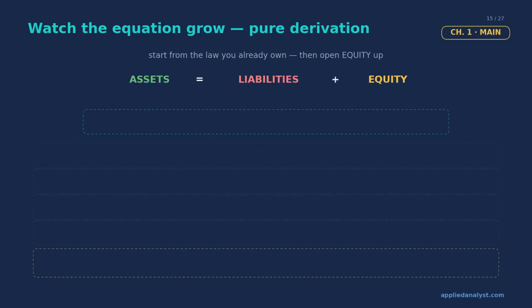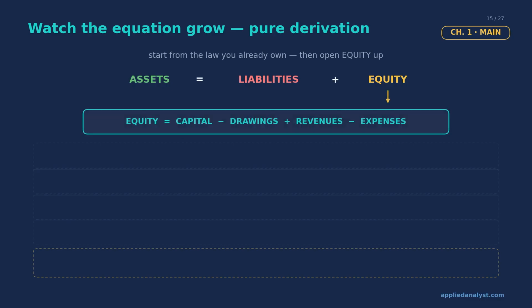Now watch the equation grow. Pure derivation, nothing new, I promise. Start from the law you already own. Assets equal liabilities plus equity. But equity isn't frozen, it breathes. So let's open it up. Your stake is what you put in, minus what you take home, plus what the shop earns, minus what it consumes.